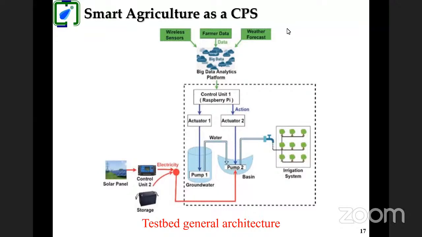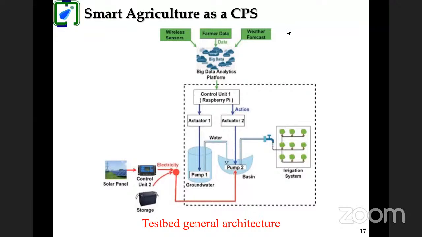And this collection of data which comes from the sensor, from the farmer, from the weather forecasting system, that is the meteorological department, we have big data. The data will become huge, what we call big data. And this will work on the big data analytics platform. The data will be passed to the control unit, say probably a Raspberry Pi controller, which will, based upon the decision sent by the cyber physical system, the intelligence system, actuate actuator 1 and actuator 2.